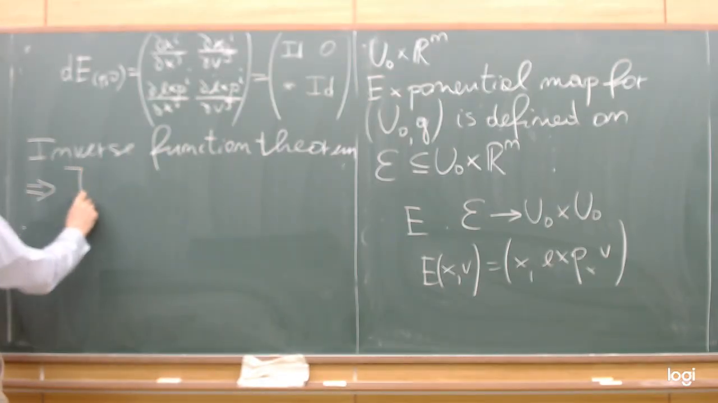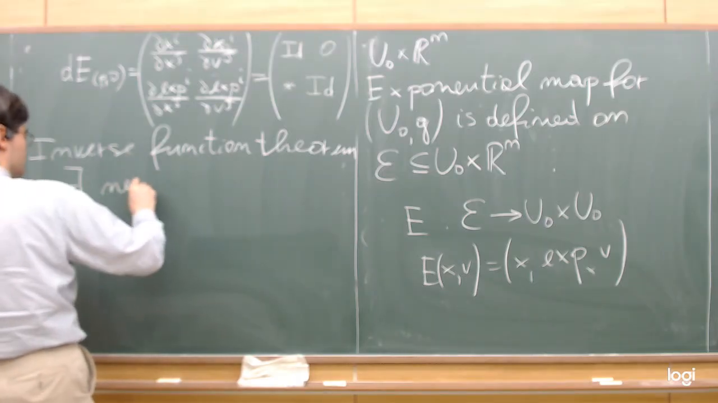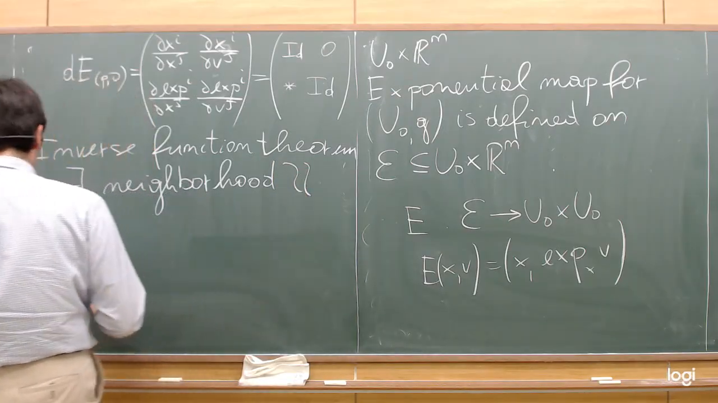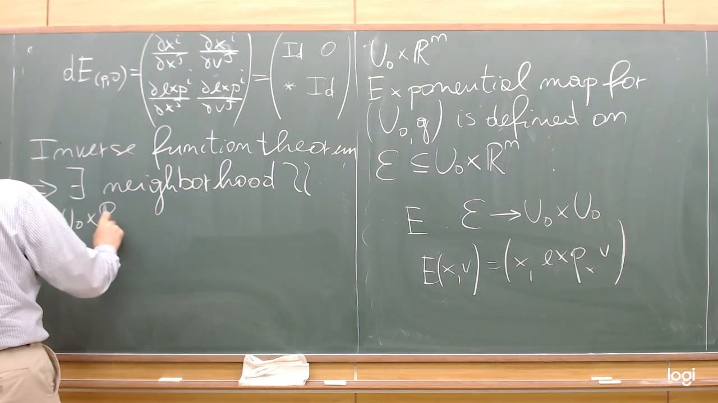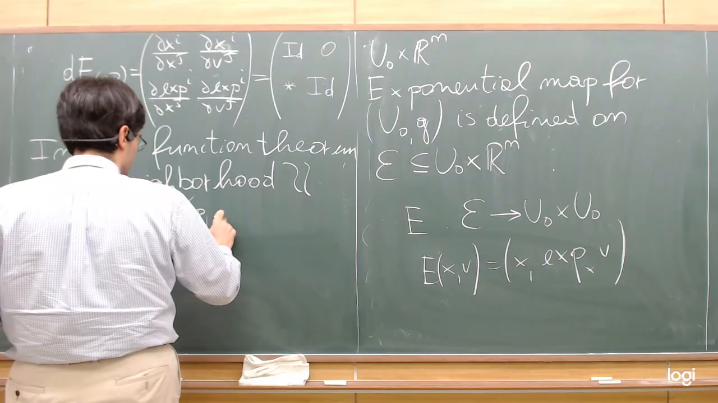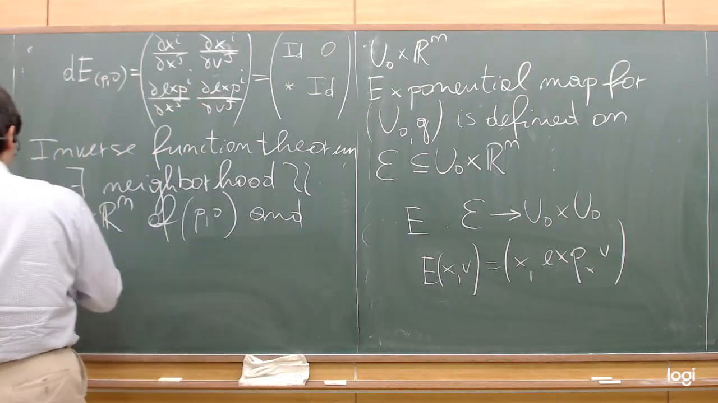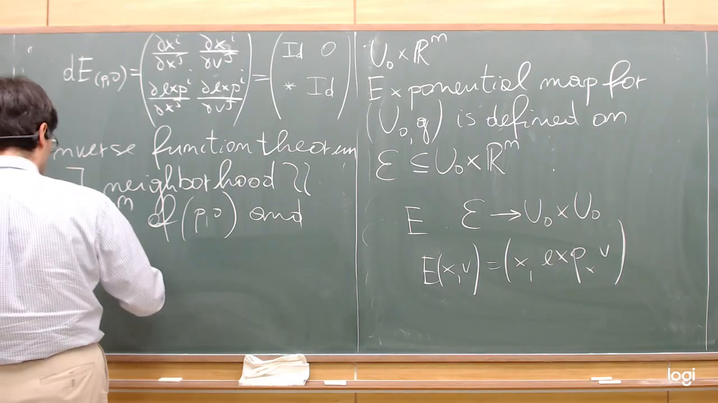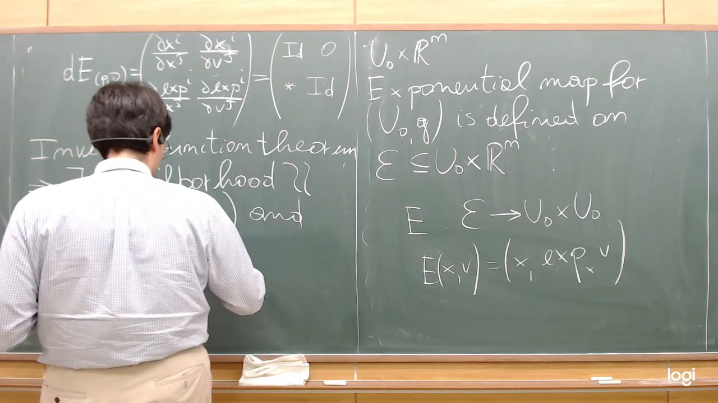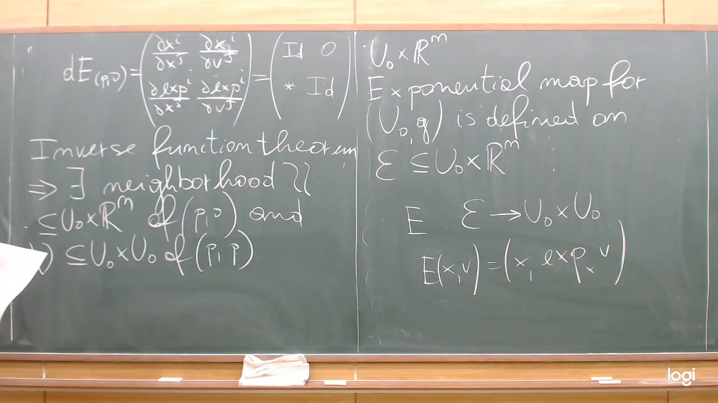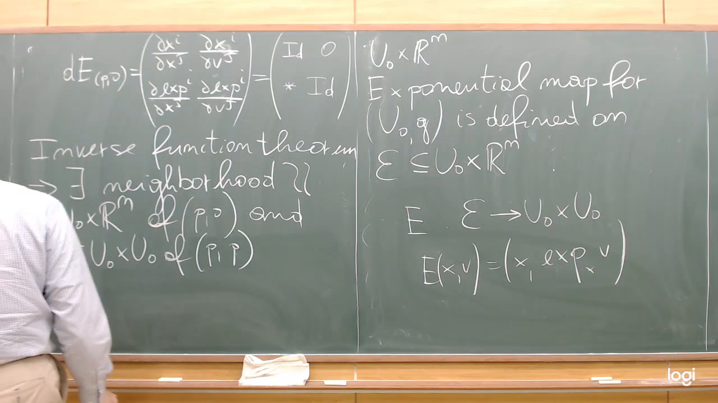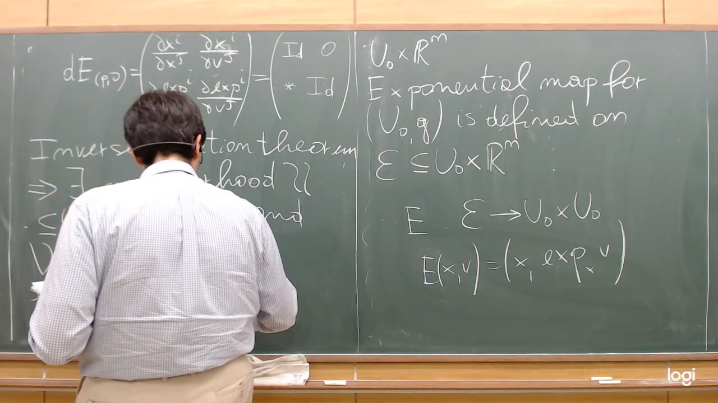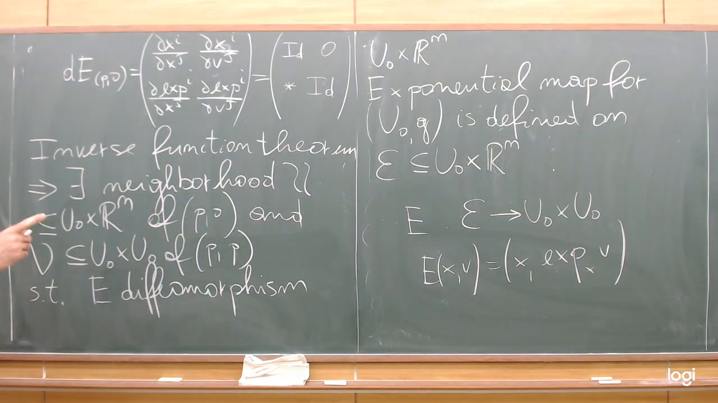implies that there exists a neighborhood U contained in U0 times R^n of p0 and V contained in U0 times U0 of (p, p) such that E is a diffeomorphism from U to V.